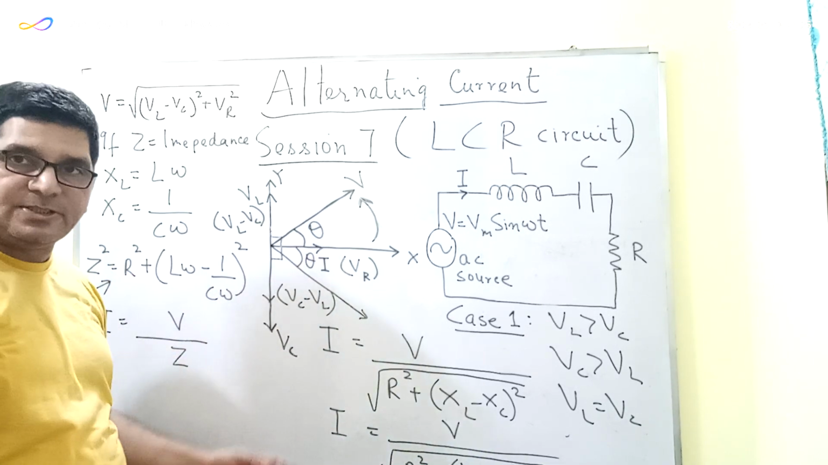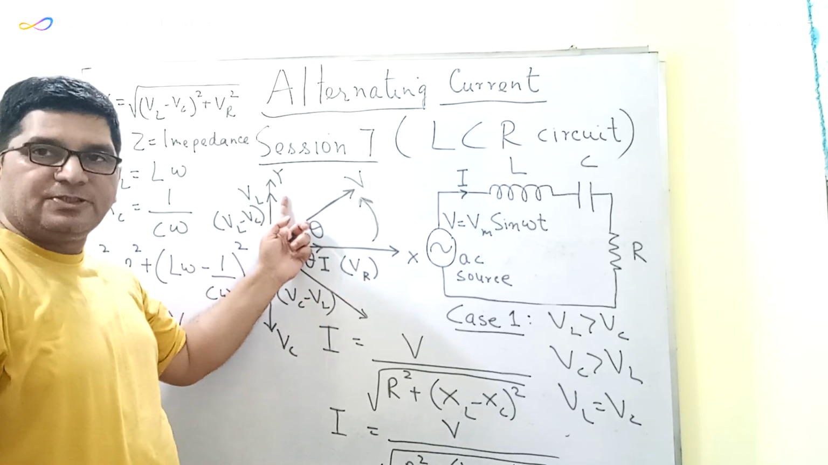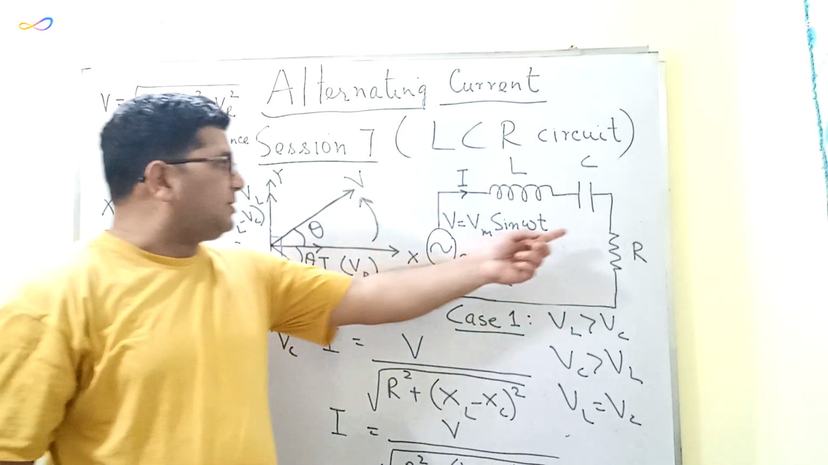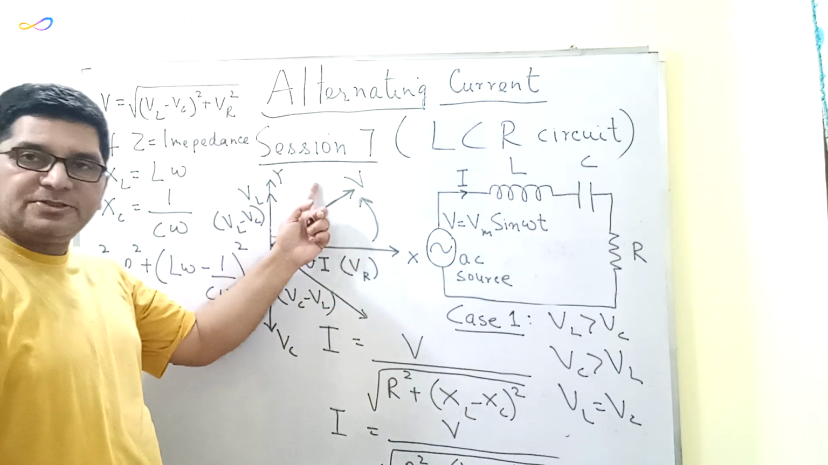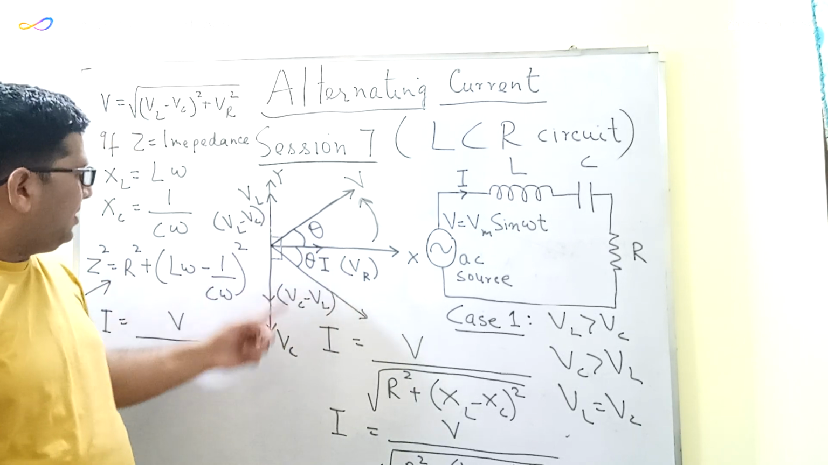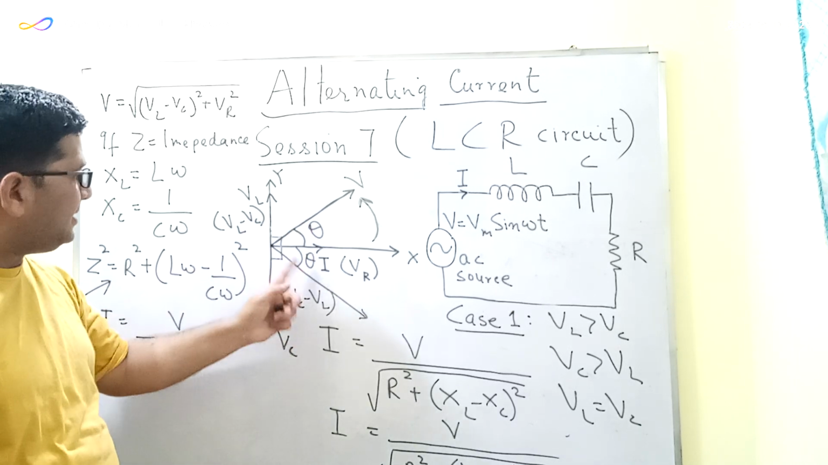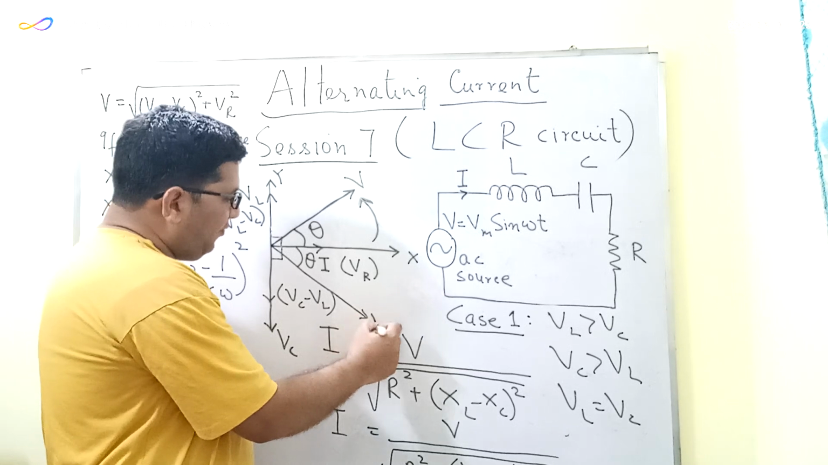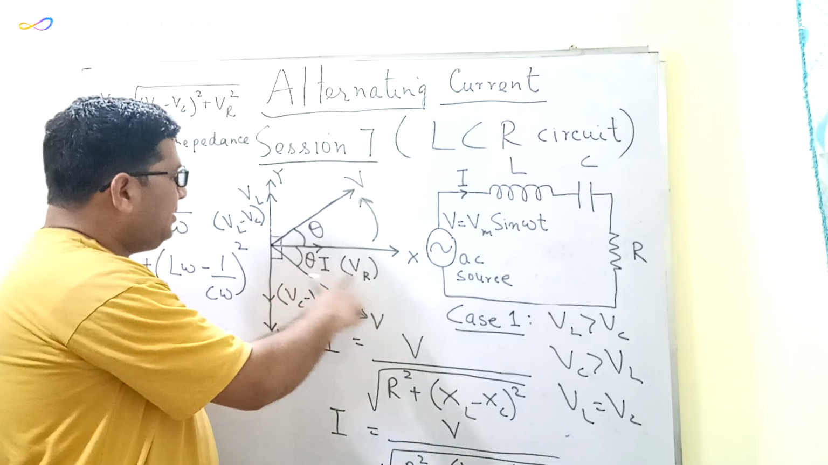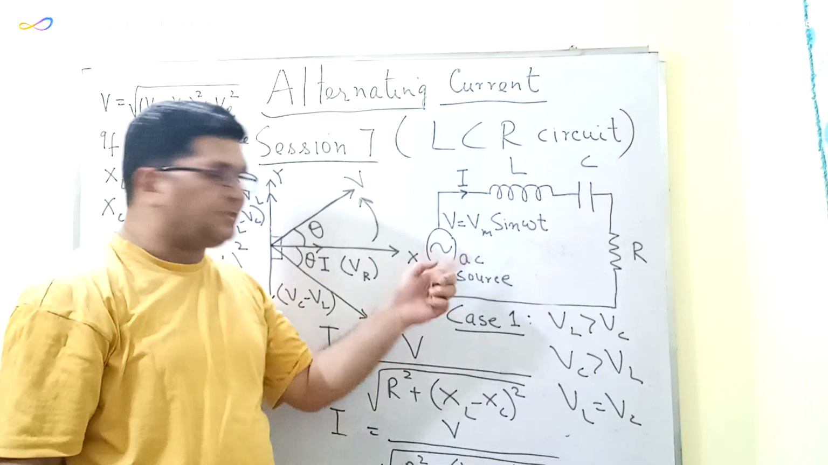So these are the three important cases in the LCR circuit. That is, when the voltage across the inductor, VL, is more than the potential difference across the capacitor, the resultant voltage is leading the current by a certain angle. If the potential difference across the capacitor is more than that across the inductor, the resultant voltage V is lagging the current by a certain angle, and if both are equal, the resultant voltage will be in phase with this oscillating electric current in the circuit.